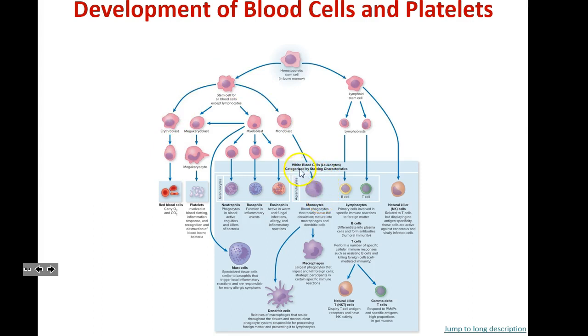Here we learn white blood cells, leukocytes, are categorized by staining characteristics. Neutrophils, basophils, eosinophils, monocytes, lymphocytes, and within there we have our B cells, T cells, and NK, natural killer cells. We have mast cells, dendritic cells. See the little dendrites hanging off of them there?